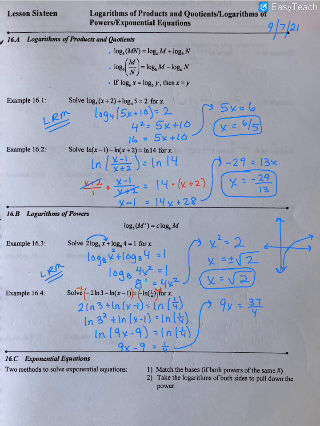You can divide by 9 if you will, or what I prefer to think, multiply by 1/9. So when I multiply by 1/9, I end up with x equals 37 over 36.